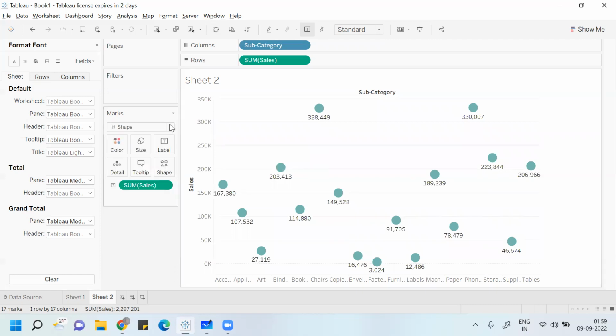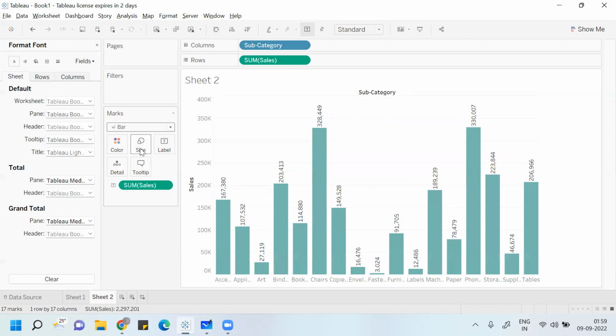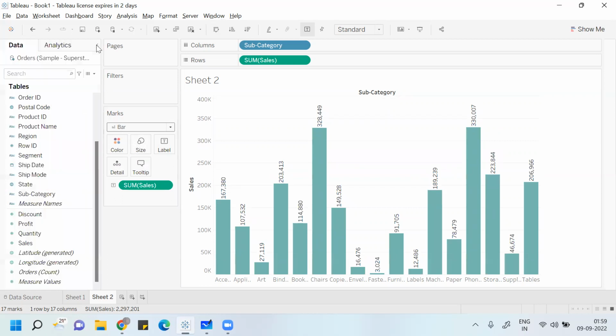So I hope you are understanding this. So now coming back to this bar diagram. You can do it this way. Then imagine I want to make a comparison between sales and profit under these subcategories. I want to make a comparison for each subcategory between the sales and profit.